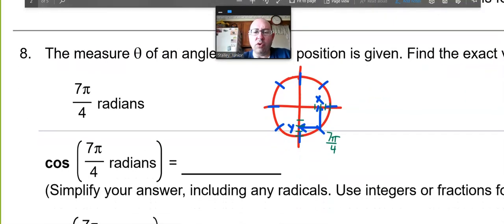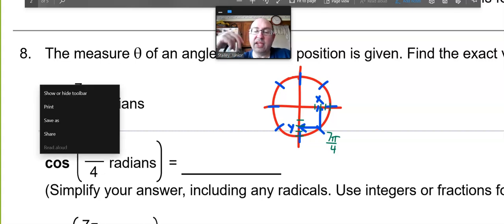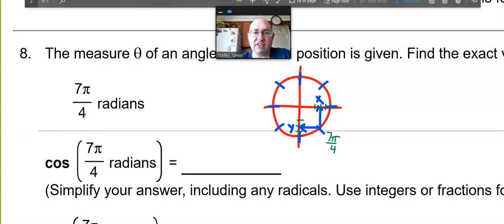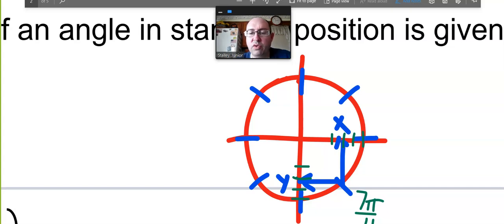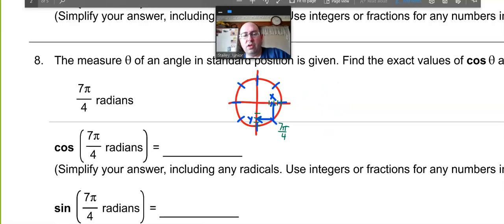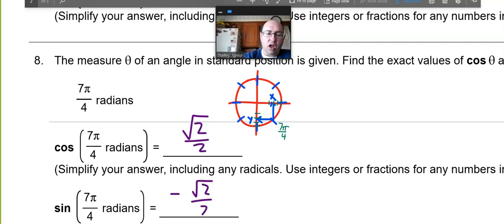Okay, 7 pi over 4, you can see I found it on the circle, counting 1, 2, 3, 4, 5, 6, 7 pi over 4 jumps. And the x value is a positive radical 2 over 2. The y value is a negative radical 2 over 2. So, positive radical 2 over 2, negative radical 2 over 2.